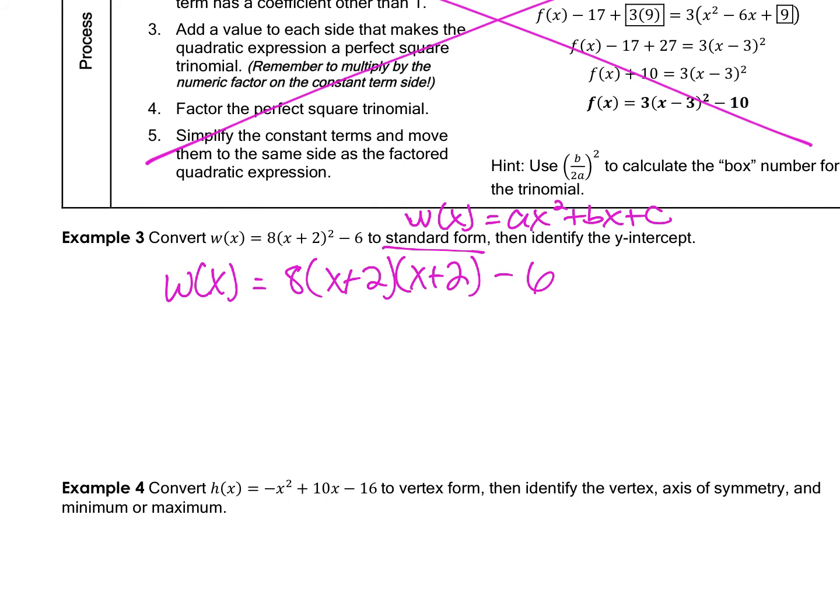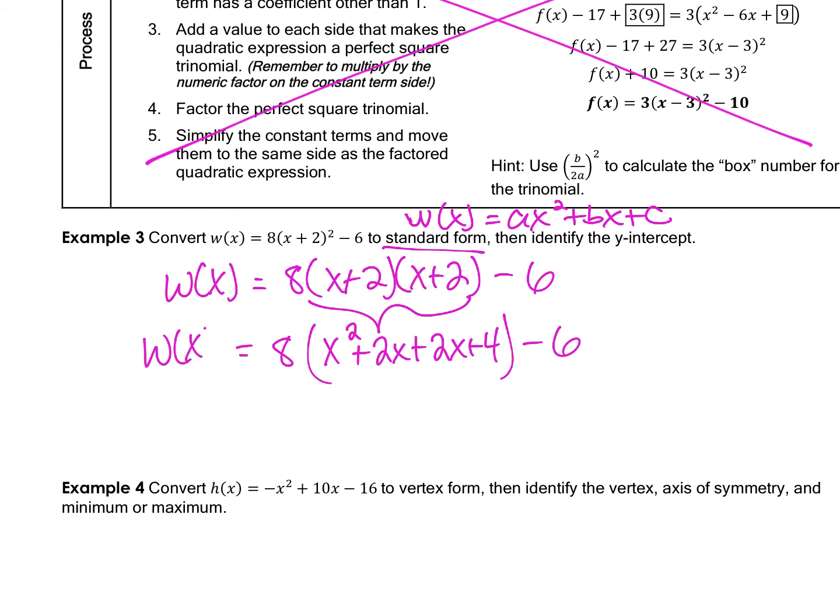And so I have minus 6. So I have to use FOIL because I'm multiplying. I would suggest multiplying these two first. That would be x squared plus 2x plus 2x plus 4. And then I need to combine these. That would make a 4x. And I need to distribute the 8. That's 8x squared plus 32x plus 32 minus 6.